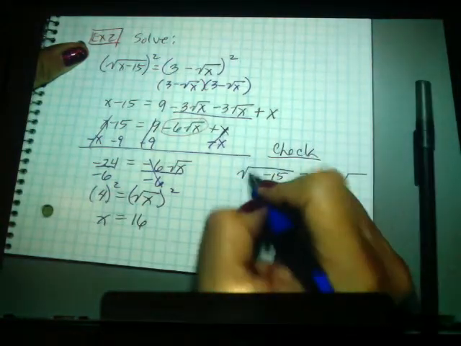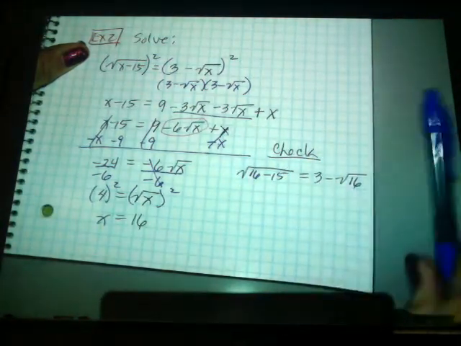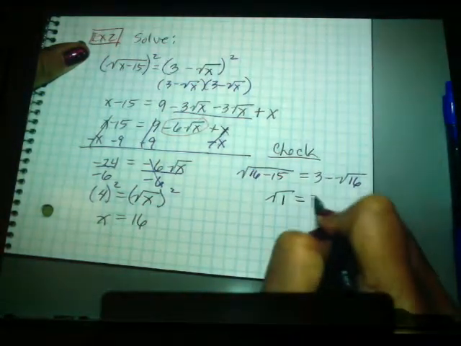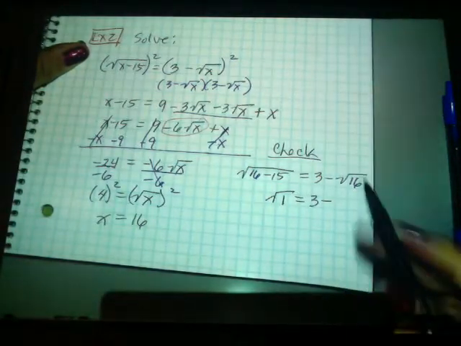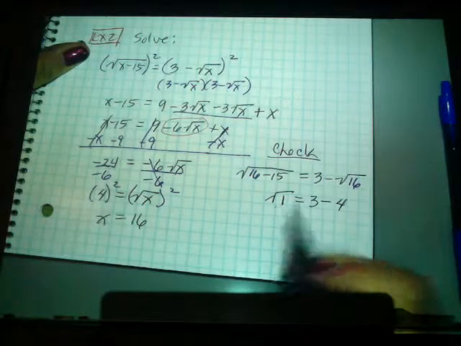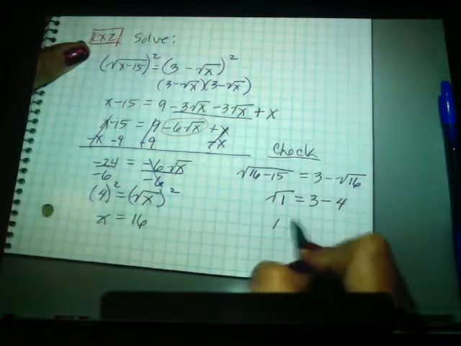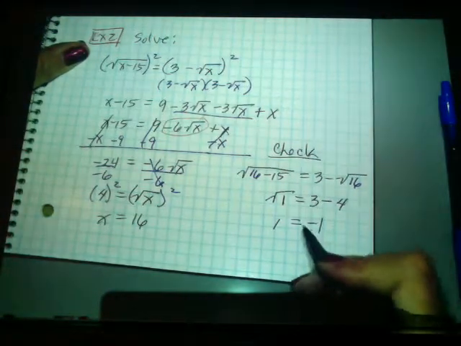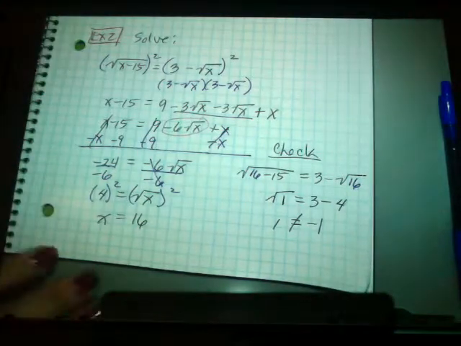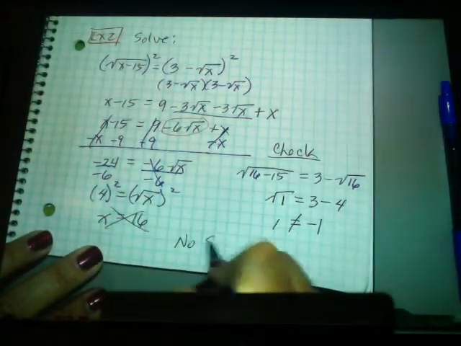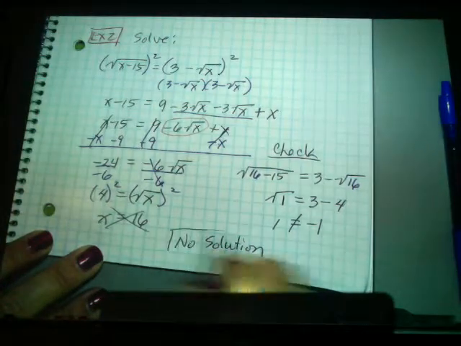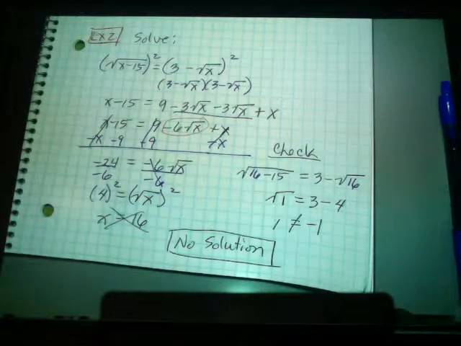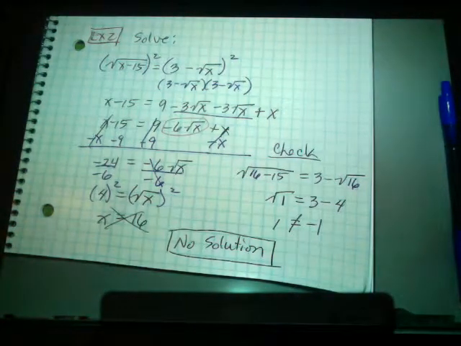So I'm going to put 16 in where the x should be. 16 minus 15 is 1, so I've got the square root of 1 equals 3 minus, what's the square root of 16? 4. What's the square root of 1? 1. A lot of you forget that that's part of the square. What's 3 minus 4? Negative 1. Does that check? No. So what's my answer? No solution. Sometimes we're going to get an answer, sometimes we won't. All right, so example 3.